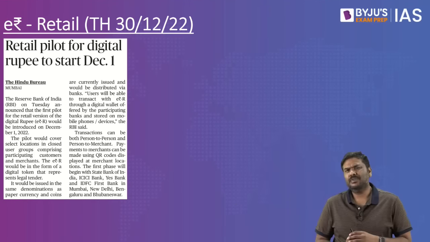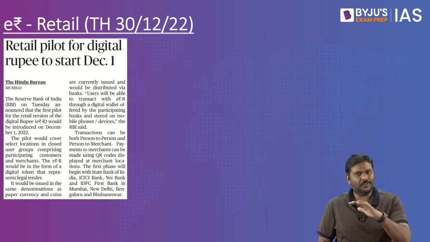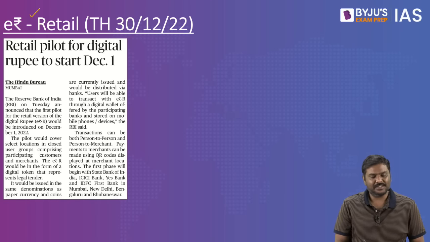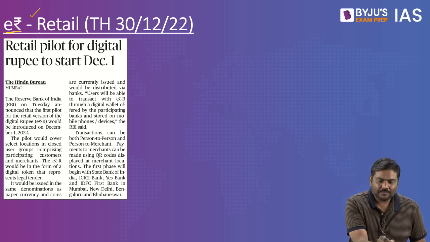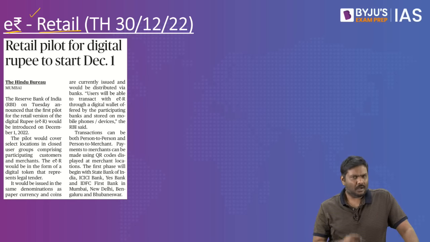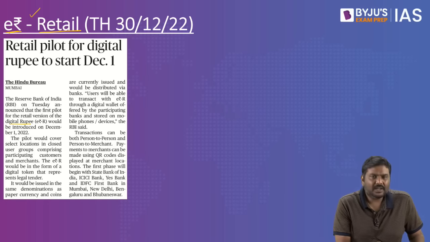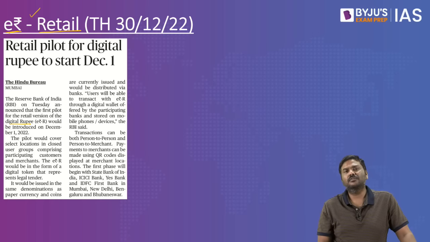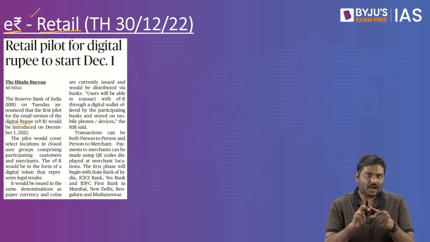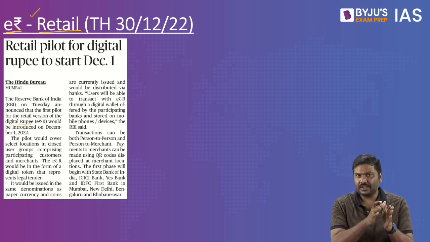Let's begin the discussion. The first very important article, which I'm pretty sure all of you have come across in the last 1 week, is the launch of CBDC, that is e-rupee, the retail version of it. In simple terms, earlier the central government issued the CBDC, that is Central Bank Digital Currency, for the wholesale transactions. Now for the retail version or the retail transactions, another version of CBDC has been issued.